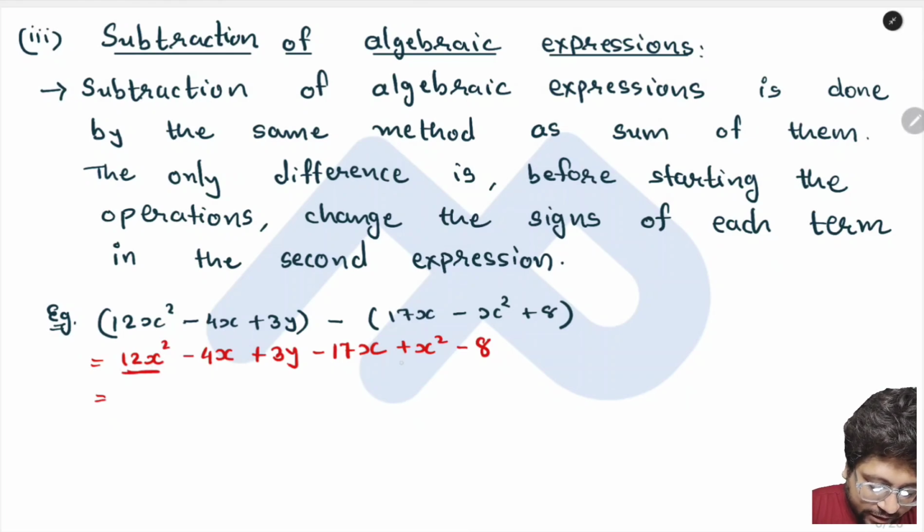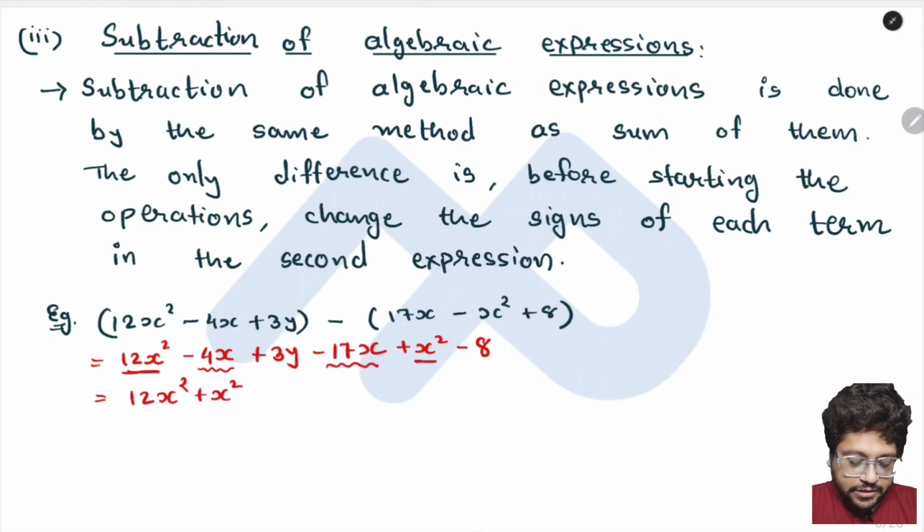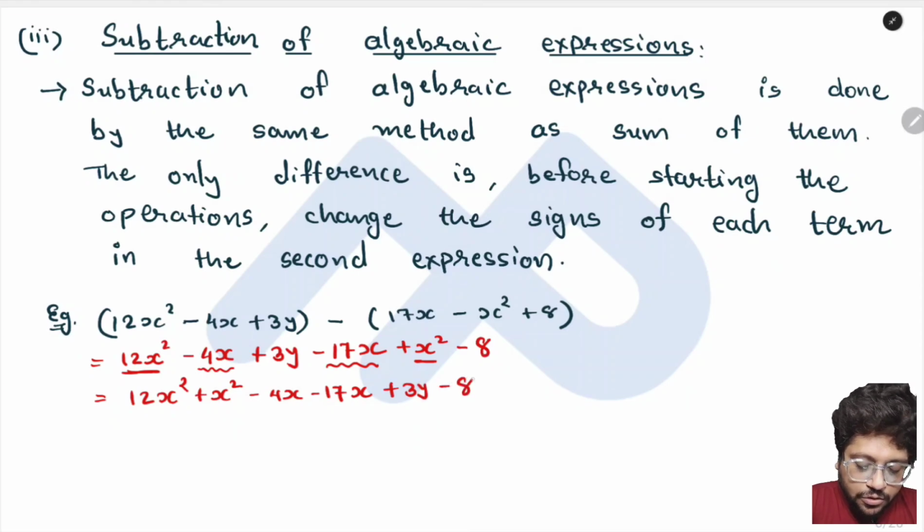This 12x square has a like term x square, and that is also positive, so 12x square plus x square. Then this minus 4x and minus 17x, they are also like terms, so minus 4x minus 17x. Then this 3y as it is because it doesn't have any like term, and this minus 8 also as it is. So this 12x square plus x square, that is 13x square, and minus 4x minus 17x, that is minus 21x, plus 3y minus 8 as it is.